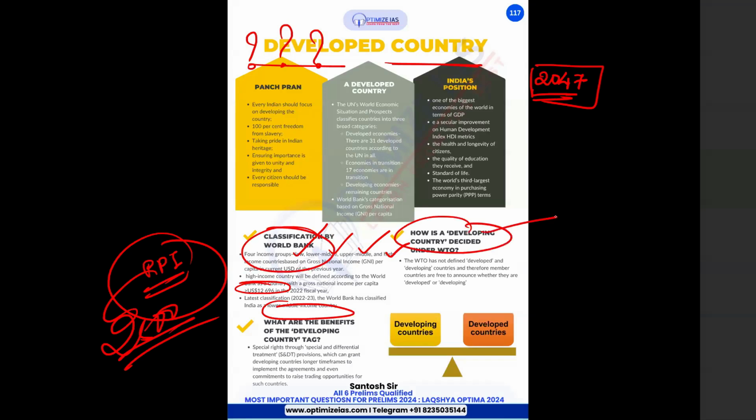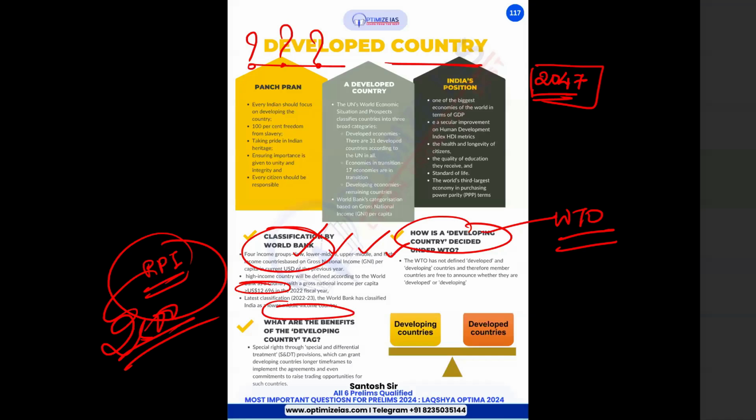WTO classification is different. WTO does not follow any exact definition of developed or developing country. However, for developing countries, who want to be considered as a developing country, there are some special and differentiated treatment to those developing countries. Overall, developed country is a country where the human development index is very high.